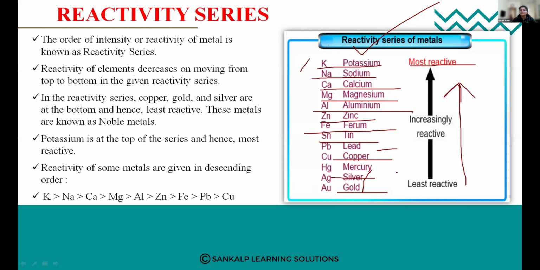Which are the highly reactive? Sodium, potassium, calcium are highly reactive, and the least reactive are gold, silver, mercury. So this is the order of reactivity of metals. As you go from top to bottom, the reactivity is decreasing. Gold and silver are least reactive, and potassium and sodium are highly reactive. So potassium is said to be most reactive and gold is said to be least reactive.